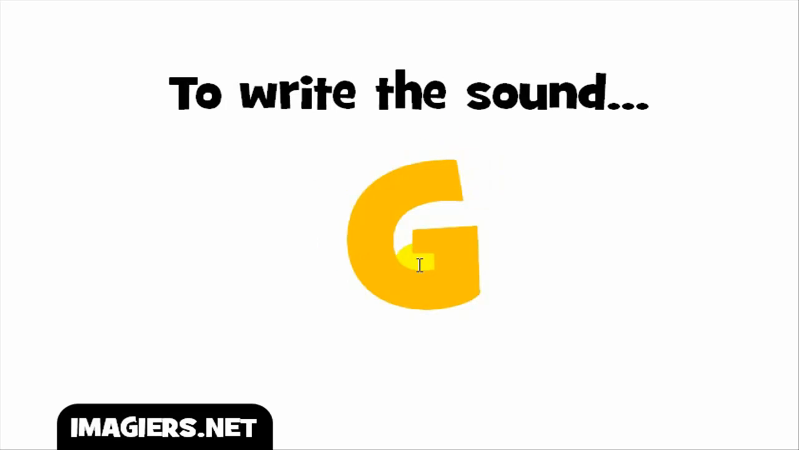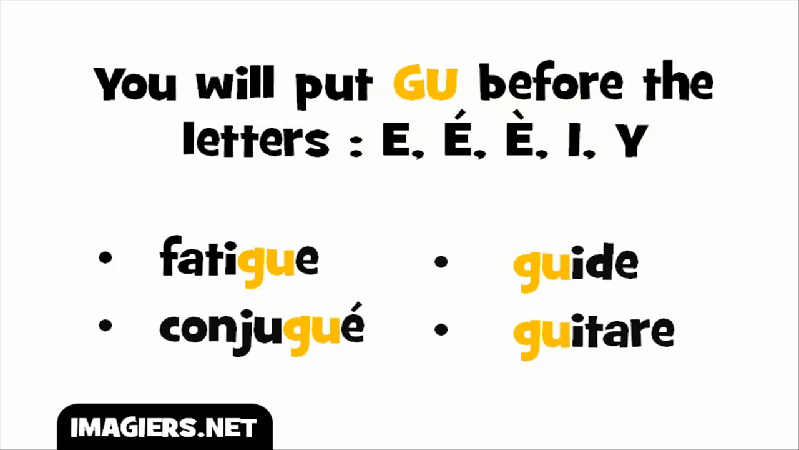Okay, so it was the first possibility, but then of course we've got another way to write the sound g, and here it is. You'll put G, U before the letters accent aigu, accent grave, I, Y. Okay, so let's see a few examples now.